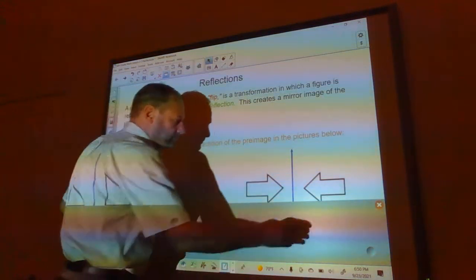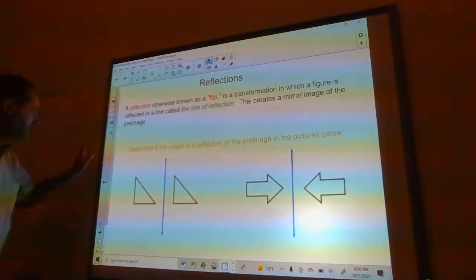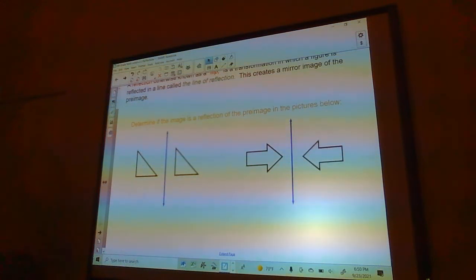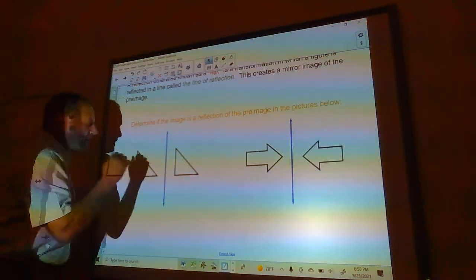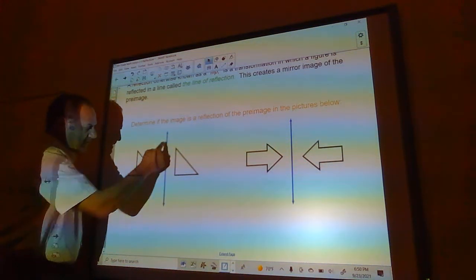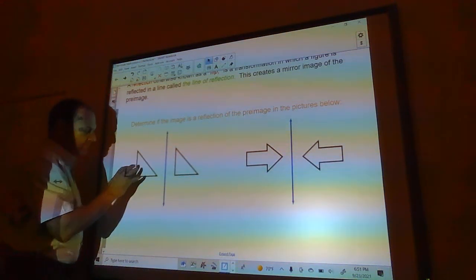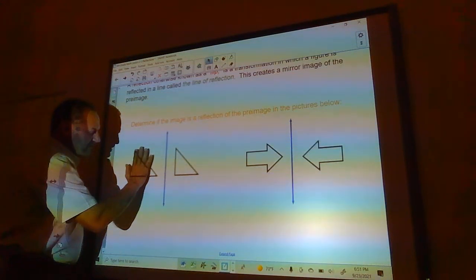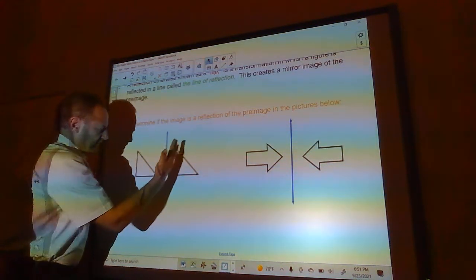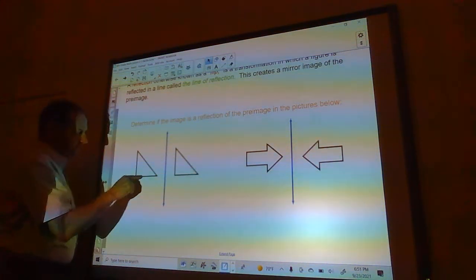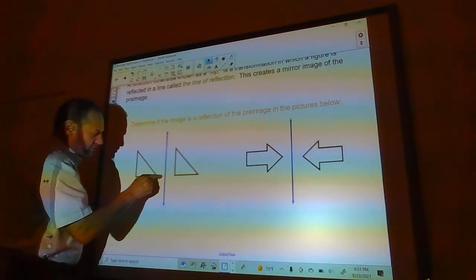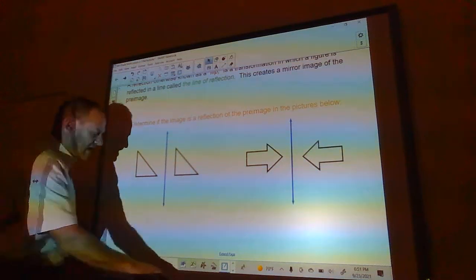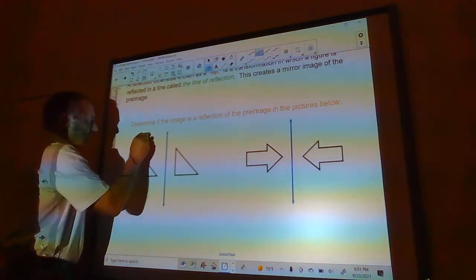So, you have something that looks like this. Determine if the image is a reflection of the pre-image in the pictures below. Well, this right here, if this is a mirror, this is my line of reflection, and this is my pre-image. If I reflect this in the mirror, it's going to flip over like this. So this angle is pointing towards the mirror. This angle should also be pointing towards the mirror. So this is not a reflection right here.